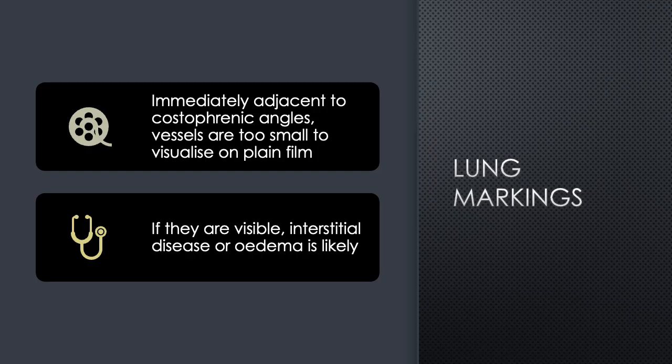So the lung markings immediately next to the costophrenic angles, you may not see the markings there because often vessels are too small, and so you can't really see them on a plain film. I wouldn't worry too much if, just at the costophrenic angle, for a small amount of space, you don't see any lung markings. But if they are there and they're pronounced, then there may well be some interstitial disease or some edema.